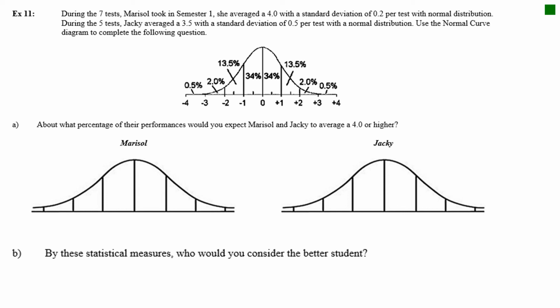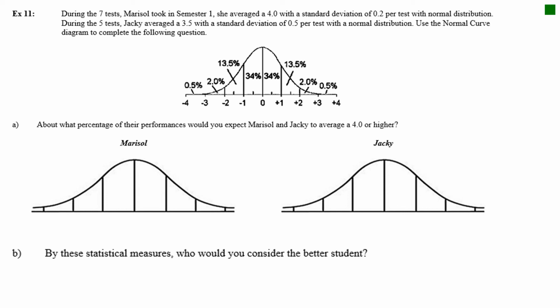During the 7 tests that Marissa took in semester 1, she averaged a 4.0 with a standard deviation of 0.2 per test with normal distribution. During the 5 tests, Jackie averaged a 3.5 with a standard deviation of 0.5 per test with a normal distribution. Use the normal curve diagram to complete the following question.